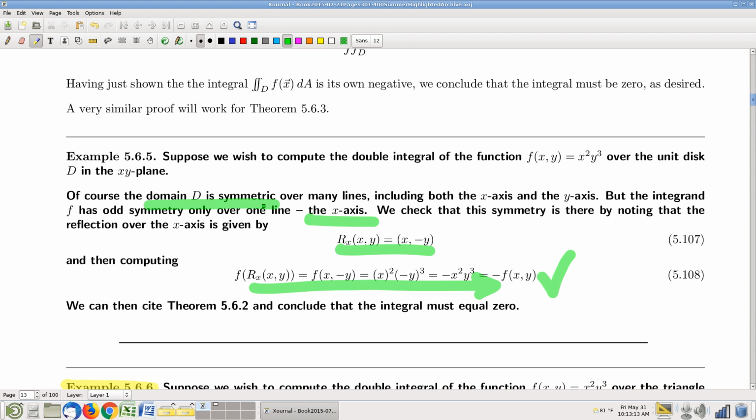So these are the four things that you have to, if you want full credit for a symmetry argument, you got to tell me, what is the line or plane of symmetry? What's the formula for the reflection? Explicitly confirm oddness and correctly identify symmetry of the domain. Any questions about that?